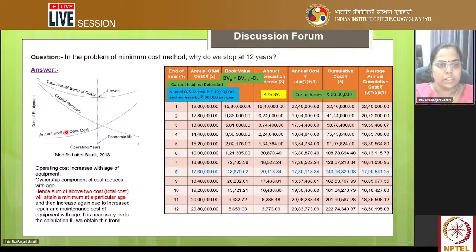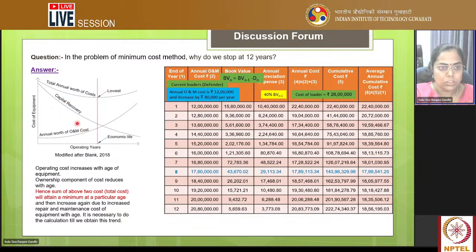With increase in wear and tear, obviously your operating cost will increase. Your ownership cost component will keep decreasing with the life of the machine, as it is a function of the depreciation of your machine. You can see that your depreciation value keeps reducing with the age of the machine because it is a function of your book value. So the ownership cost is reducing with time and your operating cost is increasing with the age.